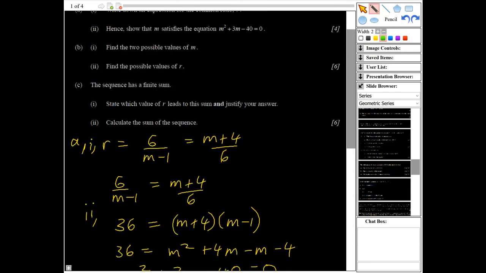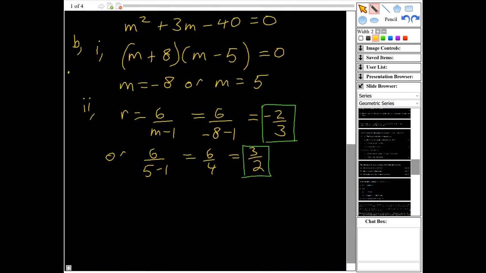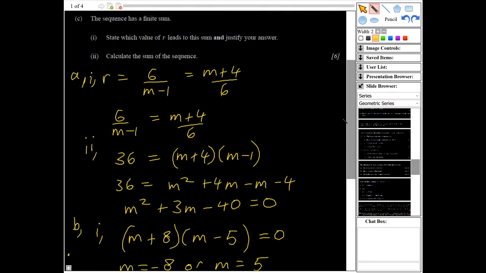Okay, so then it says the sequence has a finite sum. State which value of r leads to this sum and justify your answer. Okay. So when we can get a finite sum, that means that our sequence is going to have to tend to 0. So when you did the sum to infinity, you should remember that the modulus of r has to be less than 1. So therefore, for a finite series, this is part C. So the one where the modulus of r is less than 1 is the negative 2/3. So r is negative 2/3. That one's going to work, the other one is not going to work.